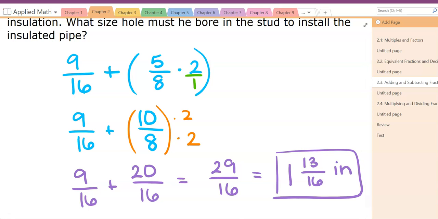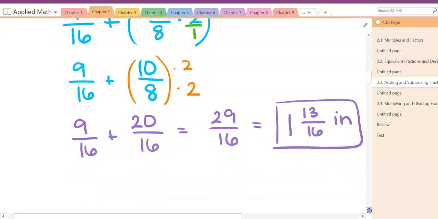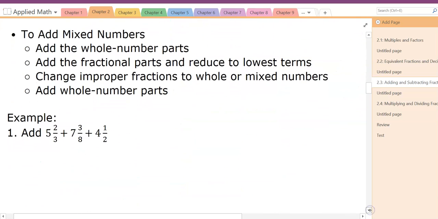Okay, let's turn the page. So far we've just dealt with fractions, individual pieces, and sometimes we ended up with a mixed number because of writing it in mixed number form. Now we're going to talk about adding mixed numbers. How do you add mixed numbers?